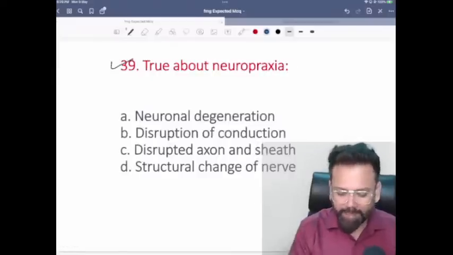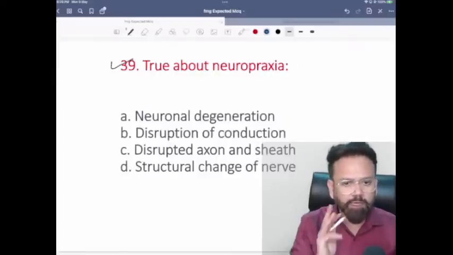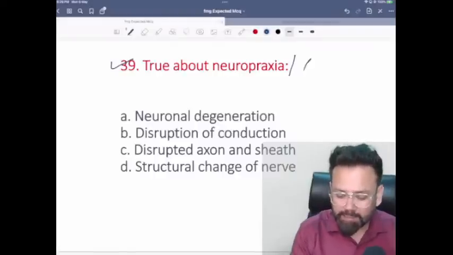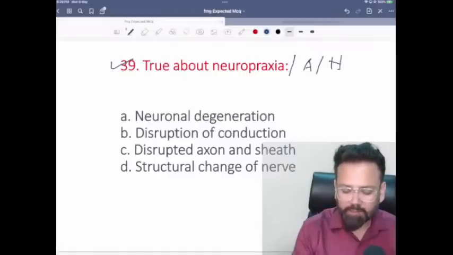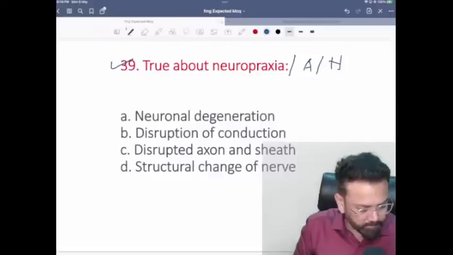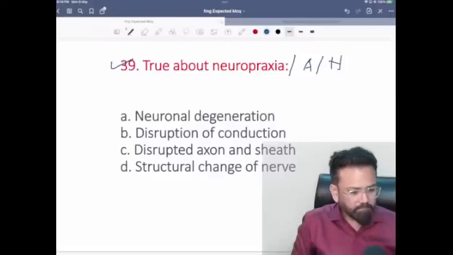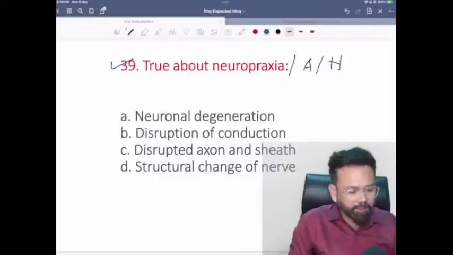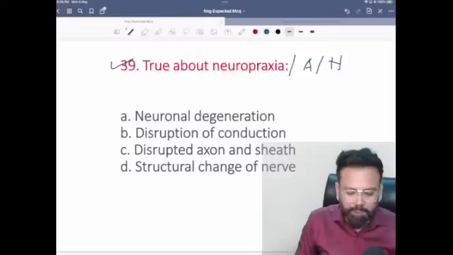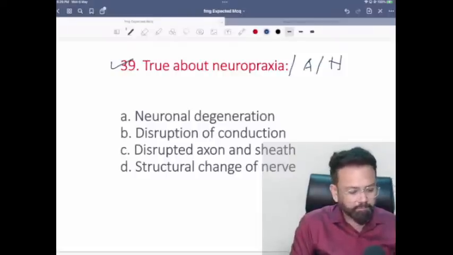True about neuropraxia. There are three things: neuropraxia, then axonotmesis and then neurotmesis. What is true about neuropraxia? See the question and tell me the answer. Neuronal degeneration, disruption of conduction, disrupted axon, structural change of the nerve.